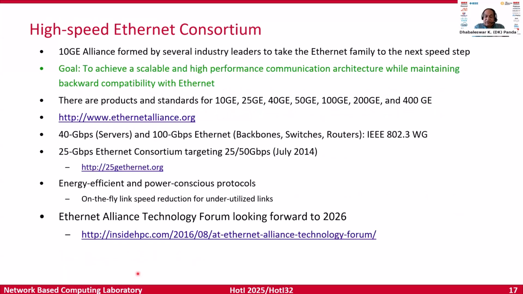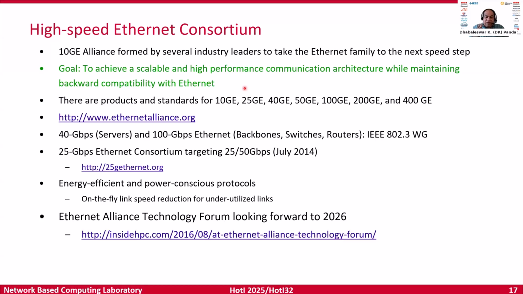As the InfiniBand standard was being released, a similar effort was going on on the Ethernet side, called high-speed Ethernet at that time. If you remember, 1 gig was already available, so the next jump was 10 gig. It was formed by several industry leaders, and the goal was exactly the same as InfiniBand: to achieve a scalable and high-performance communication architecture while maintaining backward compatibility with Ethernet.